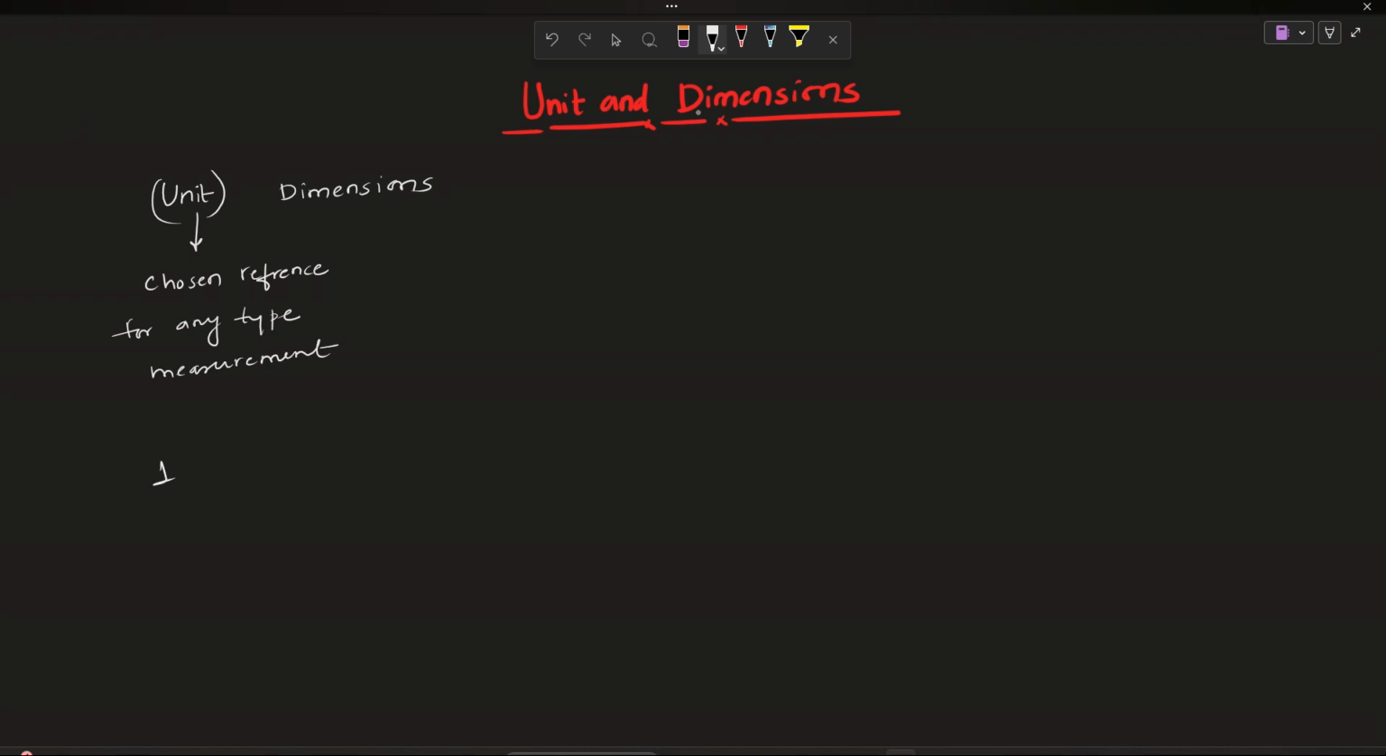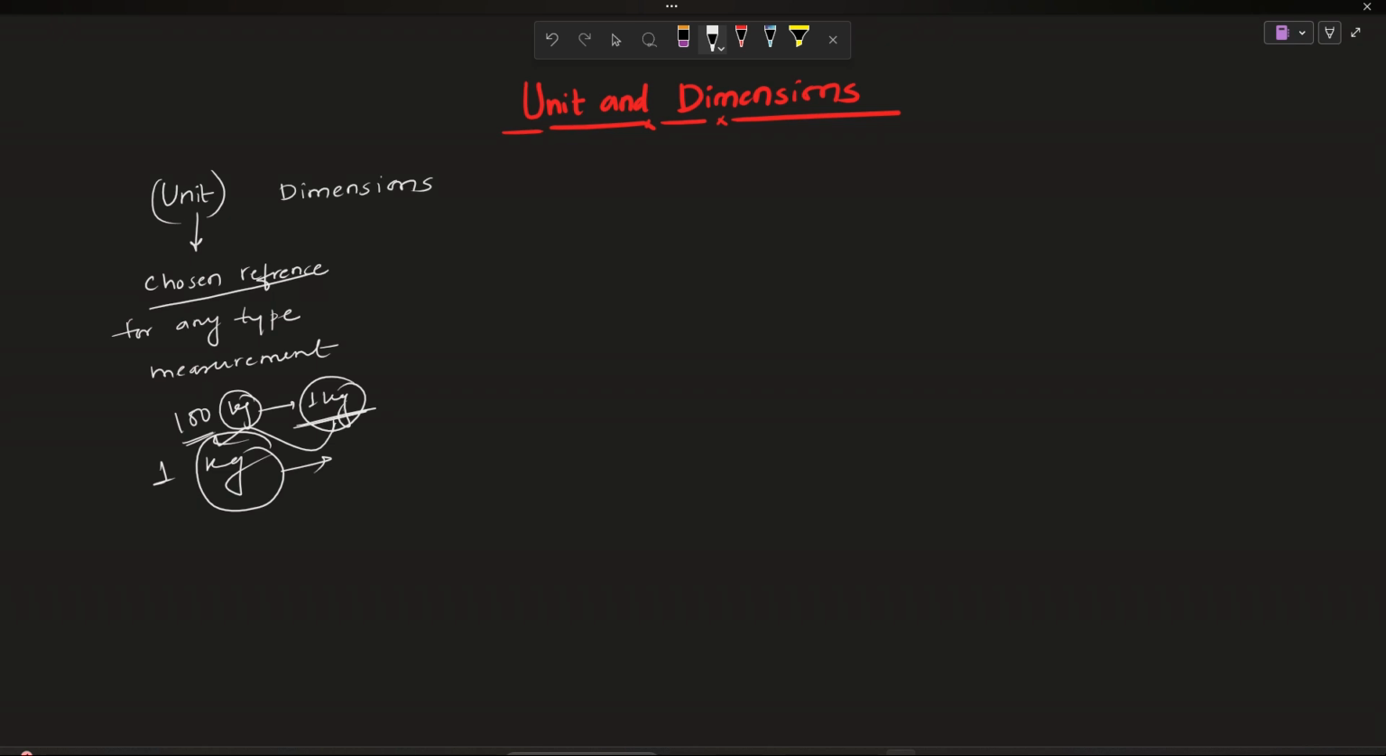So when we say this object weighs 1 kg, here kg denotes a chosen reference, that we know how much a kg would be. If someone says it is approximately 100 kg, it means you know what 1 kg is, and based on that chosen reference you say it is 100 times the 1 kg. So a unit is a chosen reference. And dimension is the new thing which you are going to learn in this chapter.